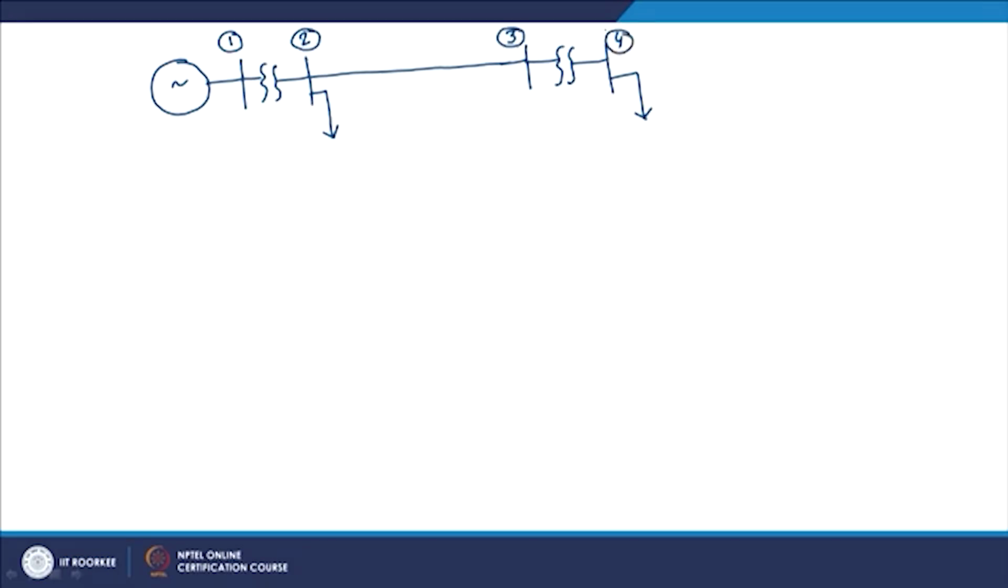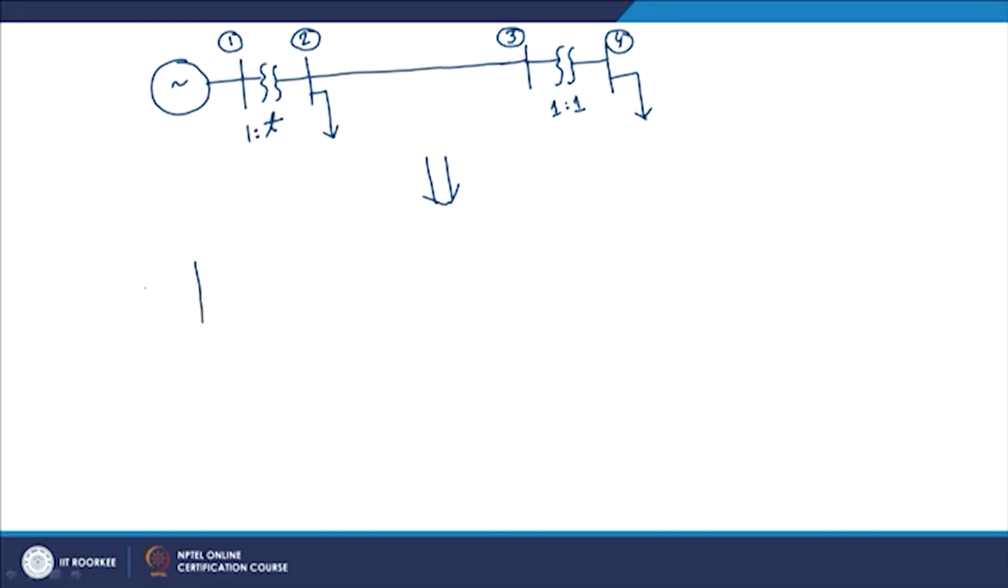Now suppose this is the system, and also assume that this transformer is 1:T, and this particular transmission line is a medium length transmission line, and this transformer is 1:1. So then, according to our earlier discussion, this particular network can be represented by this equivalent circuit.